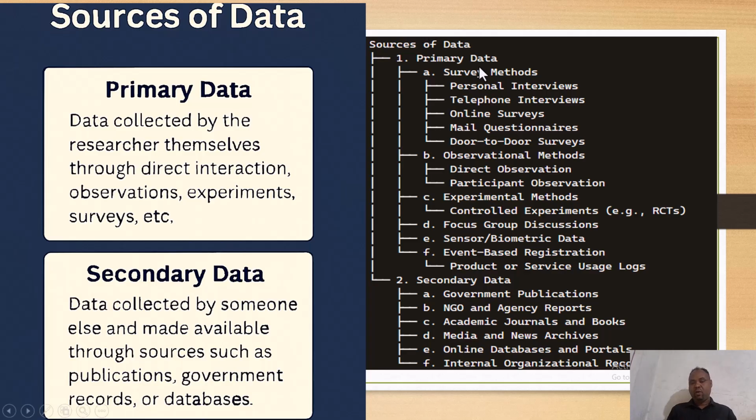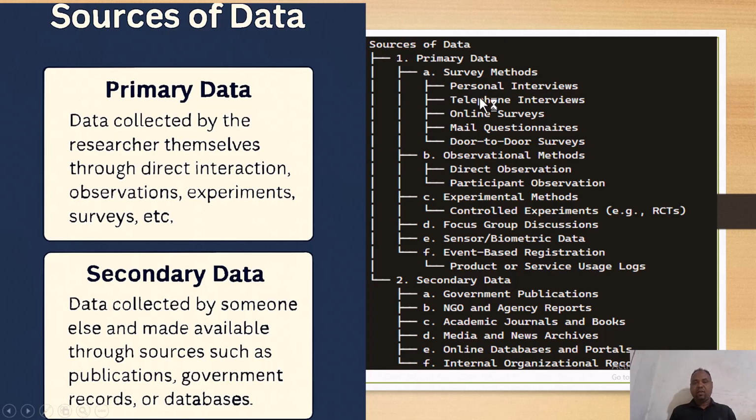Under primary data, we have a number of tools to get the data, such as survey methods, observational methods, experimental methods, FGD, sensor data, and event-based registration. Under the secondary source, we have the following examples. We can get secondary data from government publications, NGOs (non-government organizations), academic journals, media, online databases, and internal organization records. We will see the advantages and disadvantages, including the definition of each, in what follows.